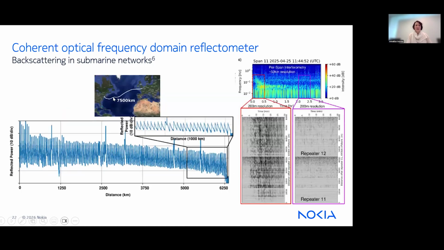And in this proof of concept, always provided by our Bell Labs, it was demonstrated that it is possible to monitor the whole submarine cable by measuring the power of the different spans, and in case there are some events, it is possible also to detect the events, in this case under the sea, with a resolution of 50 kilometers.